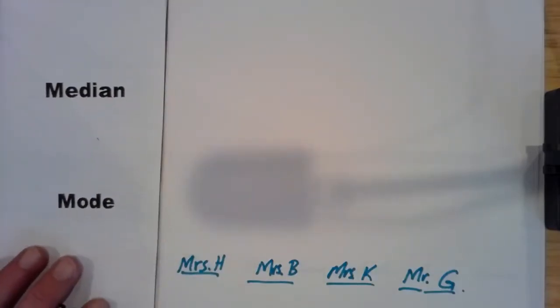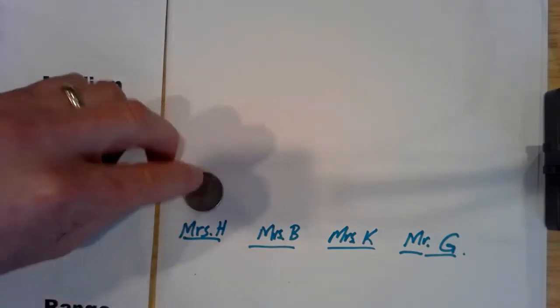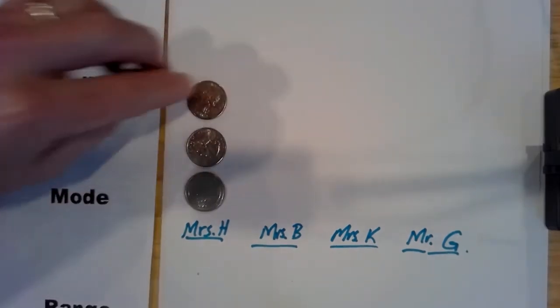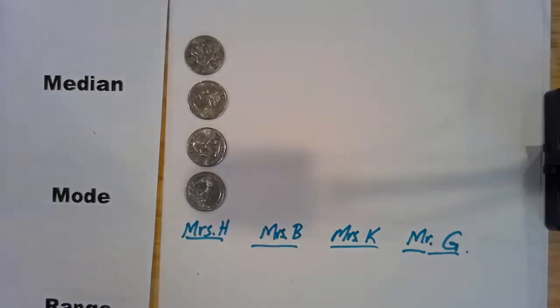So let's say, for example, we're going to talk about Mrs. Hagemeister, Mrs. Blake, Mrs. Kelzer, and Mr. Greenfield. And we're going to talk about the amount of, I don't know, TV shows we watched last week. So let's say that, for example, Mrs. Hagemeister, she watched 5 different TV shows last week. So I'm going to use some coins here as my counters. So she did 5 shows.